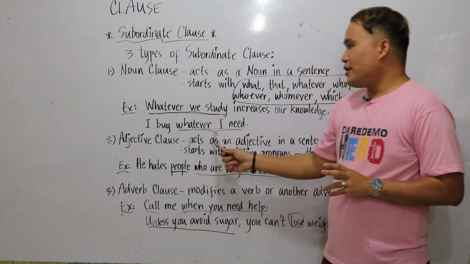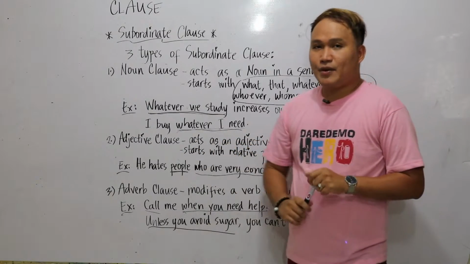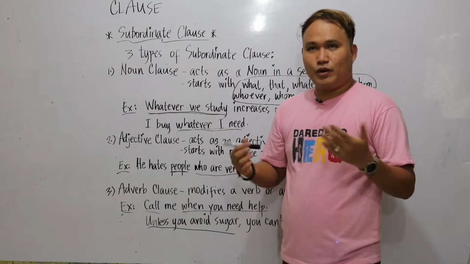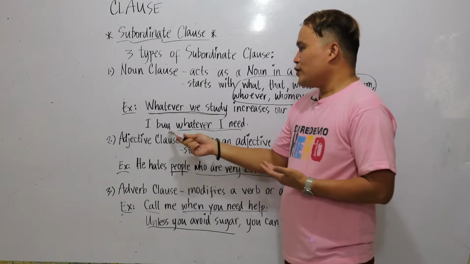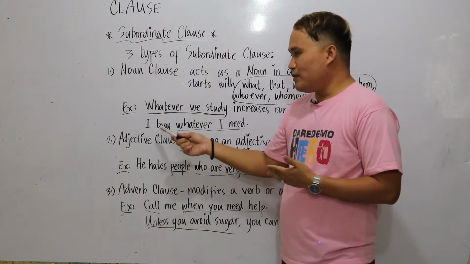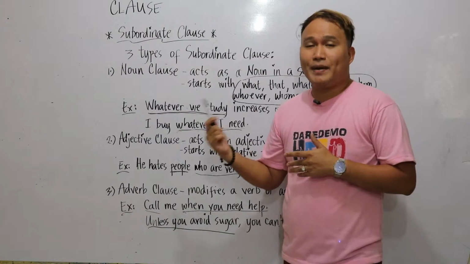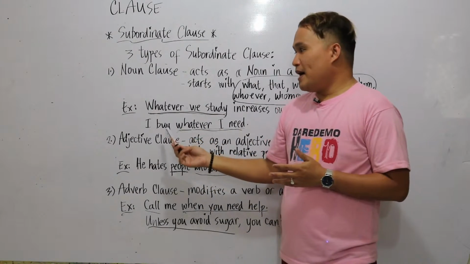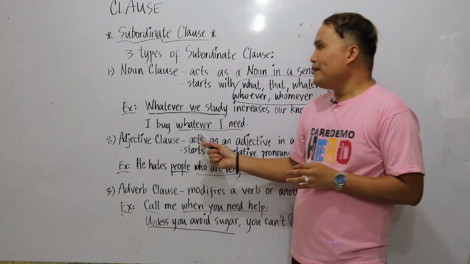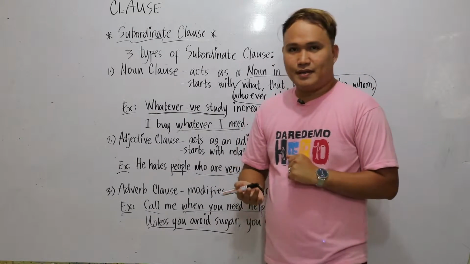Now in this case here, I buy whatever I need. This is an example of a direct object because it answers the question what. So if we're going to transform this one, or ask a question basing on this sentence, what are we going to buy? Or what do I buy? I buy whatever I need. So in this sentence, a noun clause functions as a direct object, or the object in the sentence.